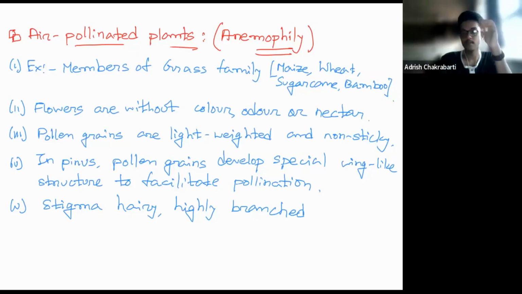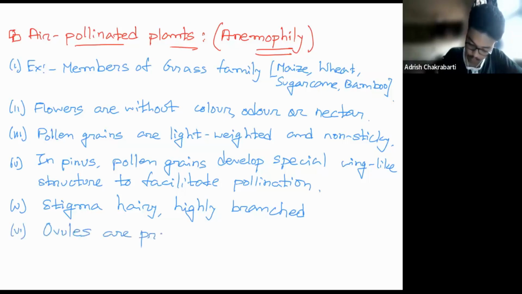Okay, so this is our stigma. This is the pollen coming. I can grab a greater amount of pollen. But if it were constricted, I would have a chance of grabbing only a small amount of pollen. So to increase the chance of grabbing more pollen grains, the stigma is hairy and highly branched. Next, ovules are produced in lesser number to ensure pollination.